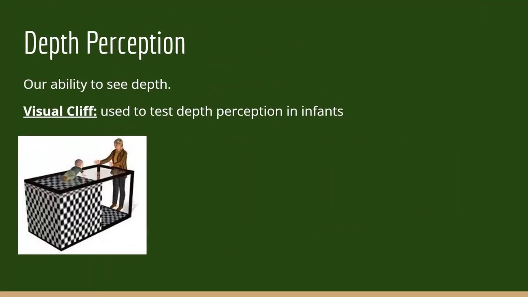All right, depth perception. This is just our ability to see depth. It's tested in infants by something called a visual cliff. They're on this kind of glass or plexiglass table, and they're trying to go to their mom. The baby is like, I don't know if I should go there, because they can tell that it looks lower down there, even though it's the same pattern.